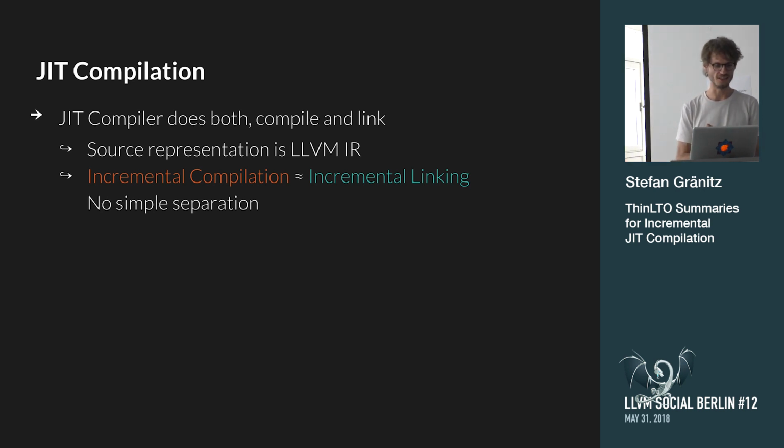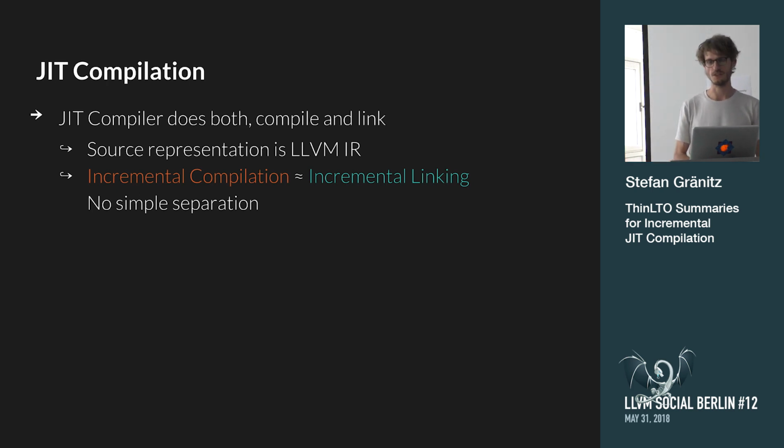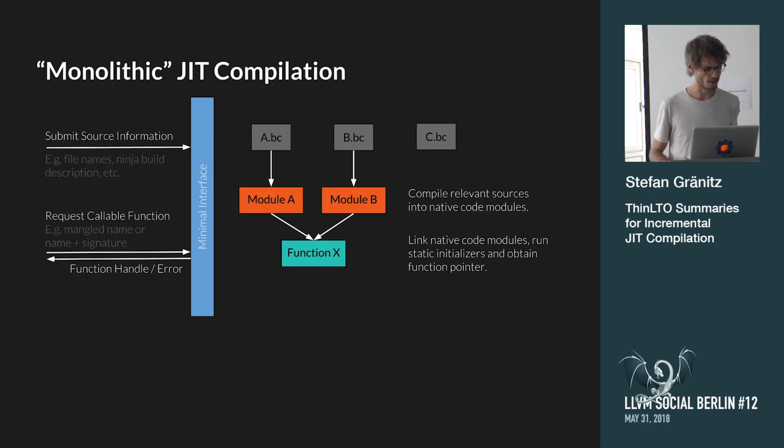A JIT compiler does both. It compiles and links, so it is hard to say whether it's incremental compilation or linking. There is no simple separation. One note about the JIT compilation is that our source representation is the IR code and not the original source code like C++ or Rust. When we see monolithic JIT compilation, I called it monolithic, like monolithic LTO.